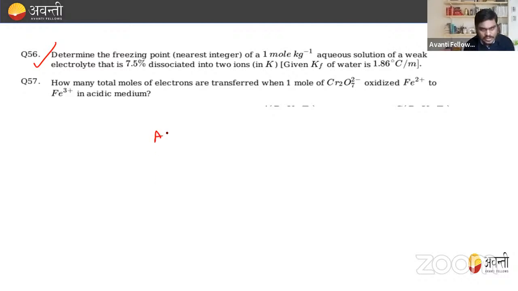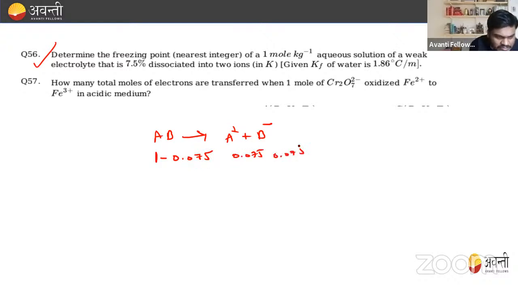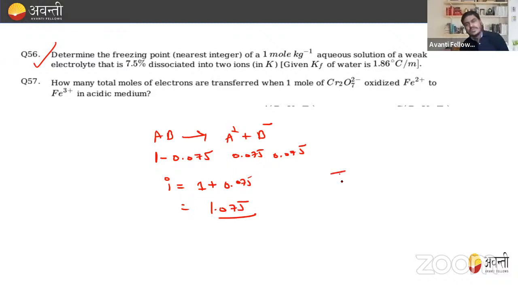Now we know that for the 2 ions dissociation, it will come out to be A plus and B negative. Now, this value is already given, that at equilibrium it is 1 minus 0.075, right? So this is 0.075 and this will be 0.075. Now we know what i is. i comes out to be 1 plus 0.075. Just take it, then you'll get this value. This becomes 1.075.